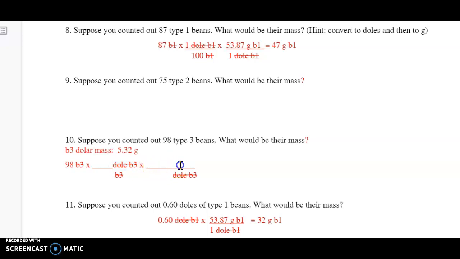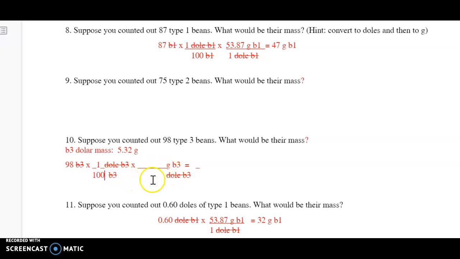And it says then to grams, so this is going to be grams of bean 3. All right. And again, I got everything but the numbers in here. So that's going to equal my answer. So let's see. I've got doles to beans here. And again, that's just the definition. Okay, 1 dole of anything is the same number of those things. This is just counting. So in here, I can put 1 dole, and down here, I put the 100 beans.